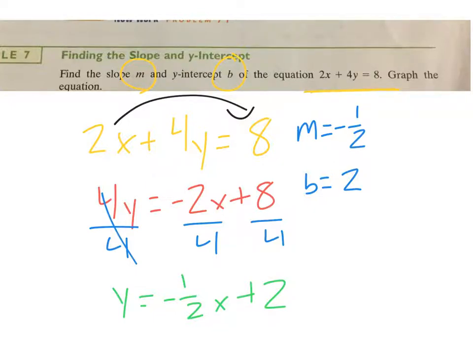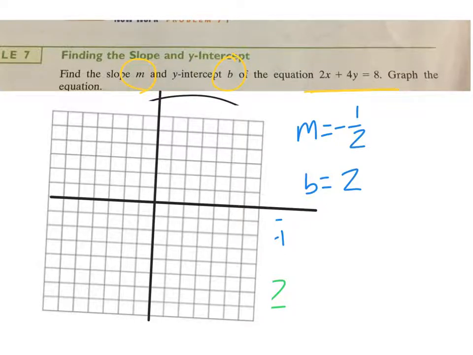Now that I've identified the slope and y-intercept, it tells me I must graph this equation. We graph the line by going to the y-intercept, which is 2, and plotting that point. So go up the y-axis to 2, there. And then I use the slope to find the next point. The slope being negative 1/2 means I'm going to go down 1, to the right 2.